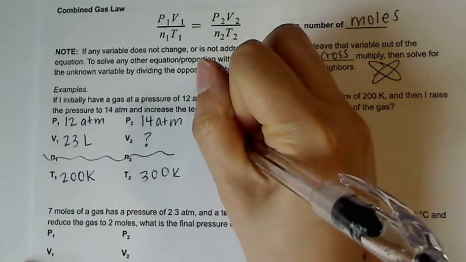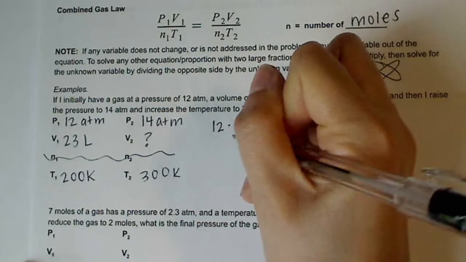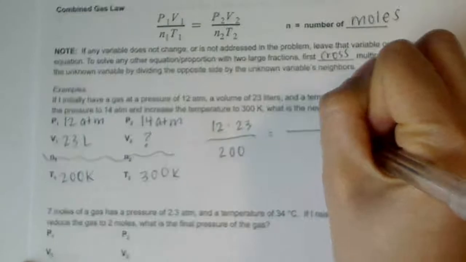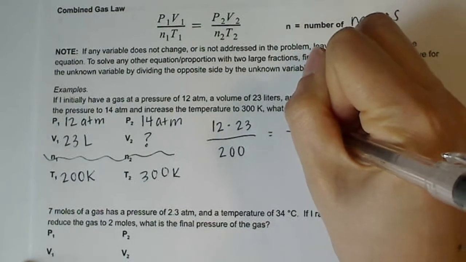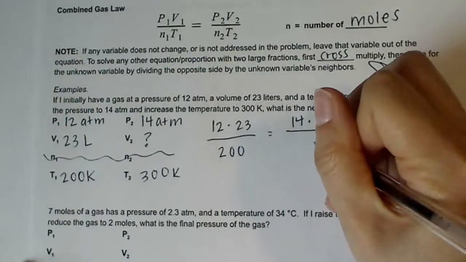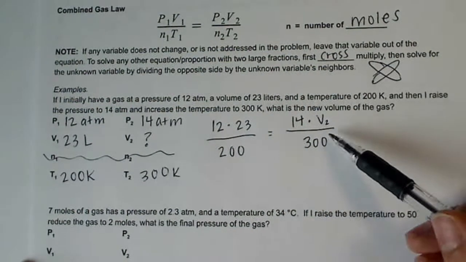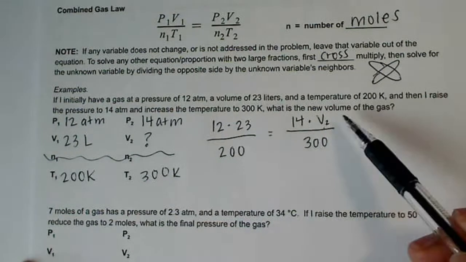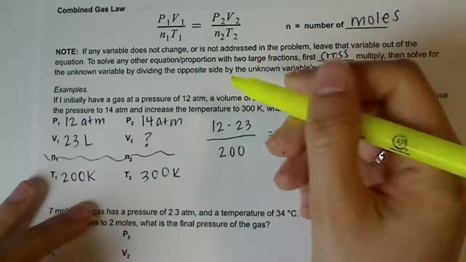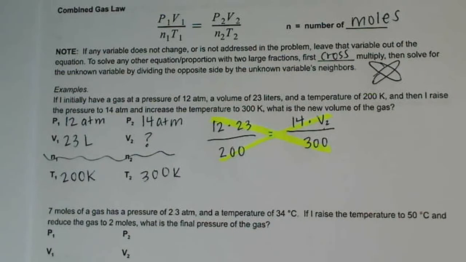So my P1 is 12, my V1 is 23, over my initial temperature, 200, which is equal to my final pressure, 14, times V2, that's what I'm solving for, over 300. Now algebraically to solve for V2, you're going to cross multiply and divide. So I'm going to multiply these, and multiply these, and then solve for V2.